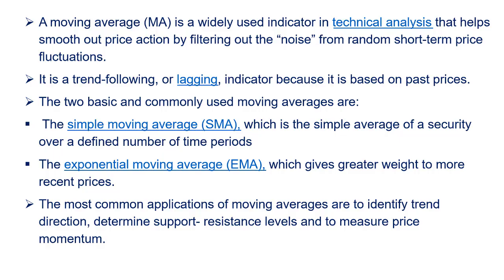Now, the two basic and commonly used moving averages are the simple moving average, which is just a simple average of a security over a defined number of time periods. And then there's the exponential moving average, which gives a greater weight to the more recent prices. So the most common applications of a moving average are to identify trend direction, determine support and resistance levels, and to measure price momentum.